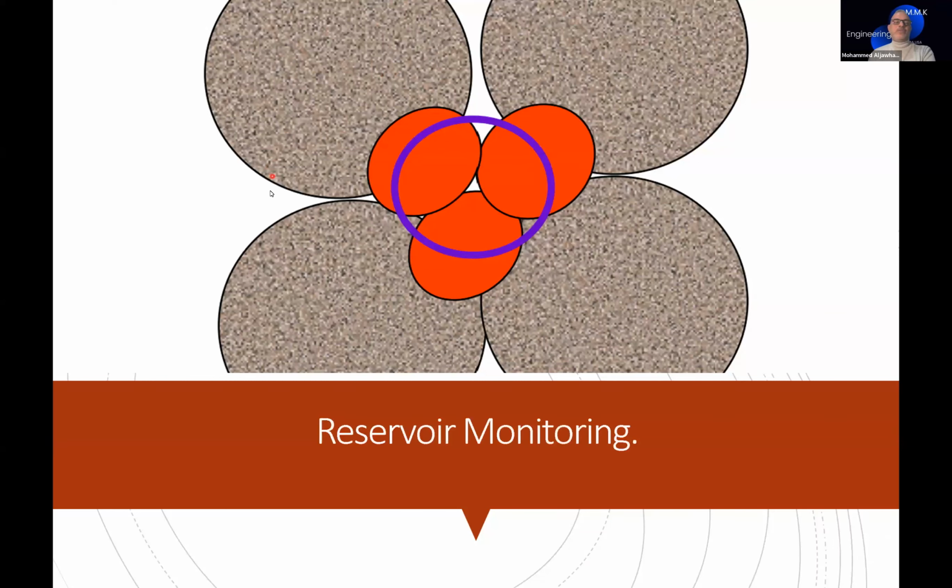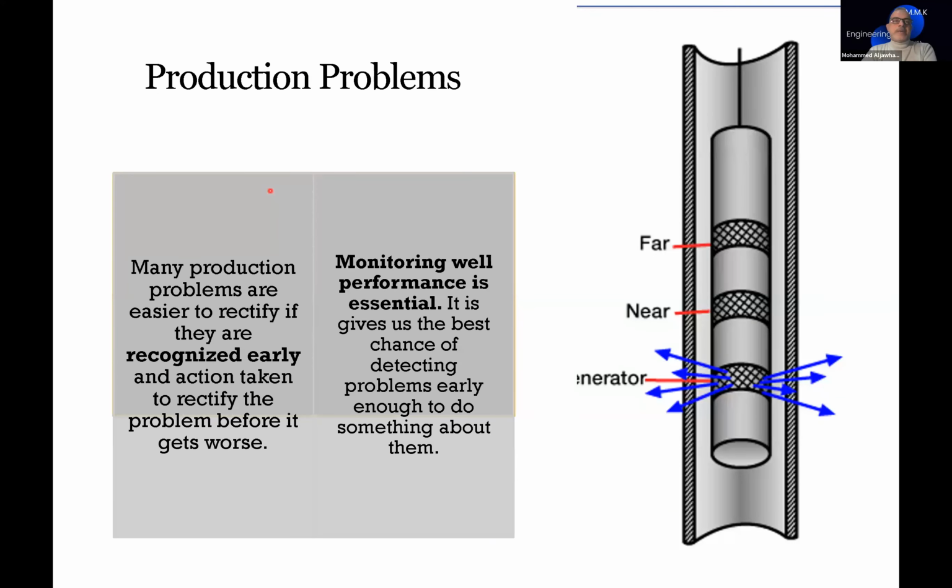So reservoir monitoring, this is the start with the problem, the field problem. There are many production problems that can't be recognized early in the life of the field or the well production, and only become recognized late when they have become major, and we can suffer from that problem unless we deal with it when it just started.